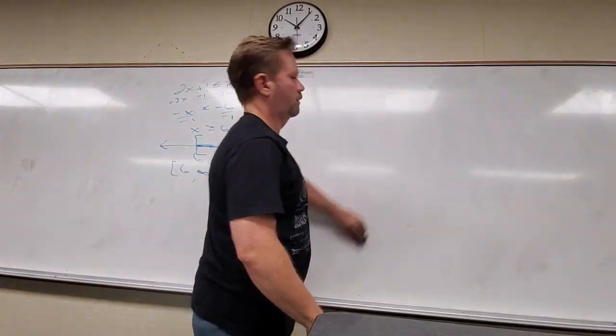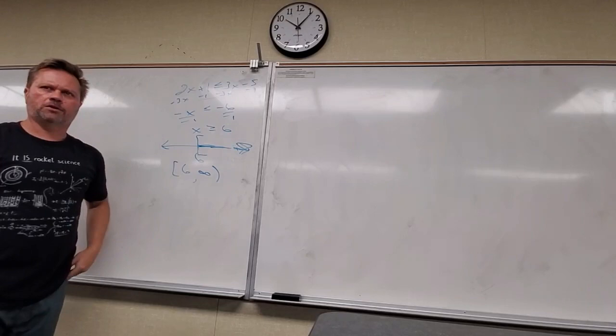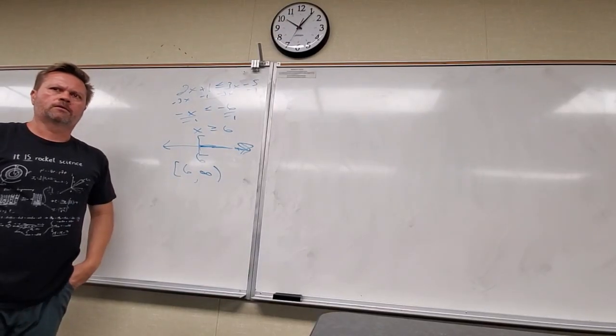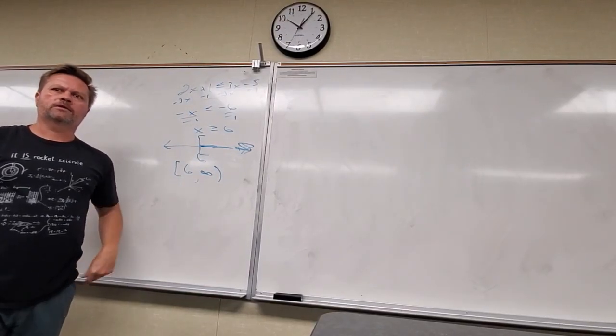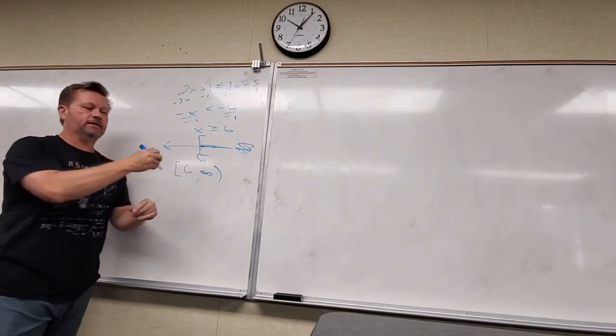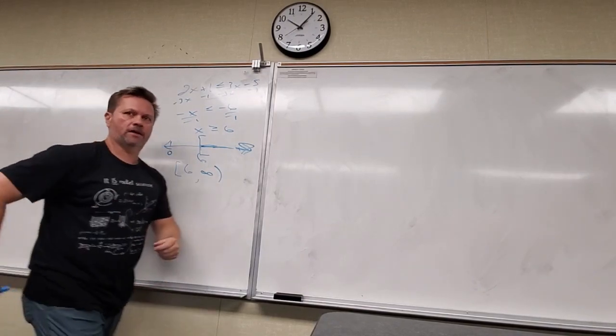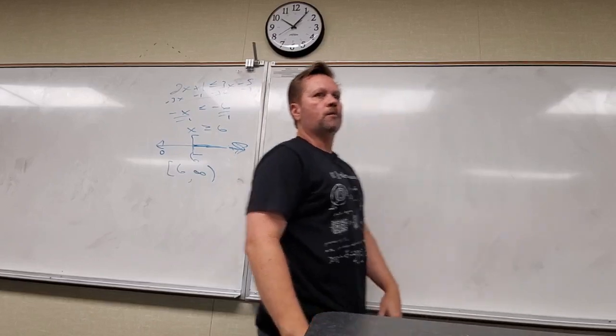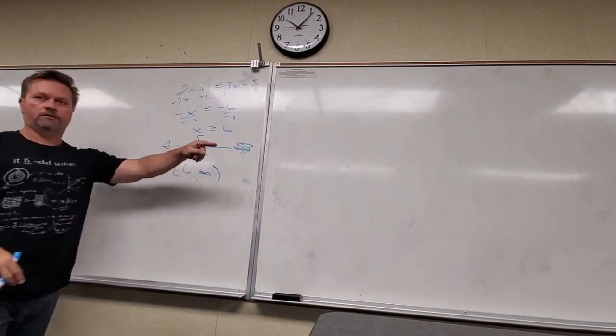Why did you put the parenthesis after the 6? What do you think should go there? The bracket, because it's 6 and beyond. Can you get to 6? If you're standing at 0, can you get to 6? Yeah, I can get there. If you put a bracket at infinity, you're telling me you can get to infinity.